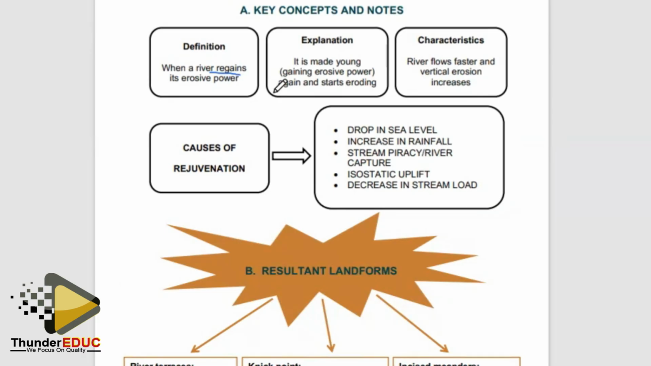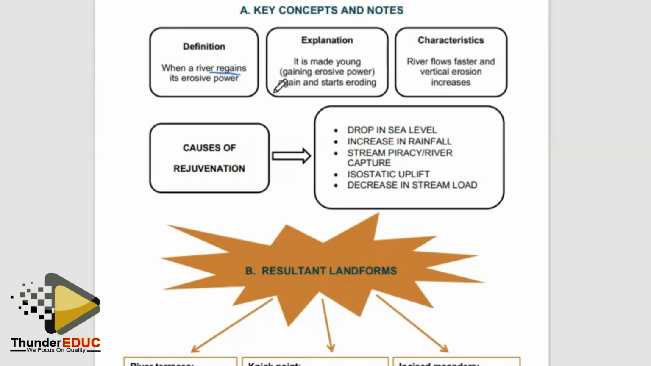If an area receives more rainfall, it means the rivers will have high discharge. And with high discharge, it will also mean that the river will regain its energy to cause erosion. Or stream piracy or river capture. If a river intercepts headwaters of another river, it means it now has higher discharge and is now likely to cause more erosion along its course because of the additional water which has been intercepted from another river.